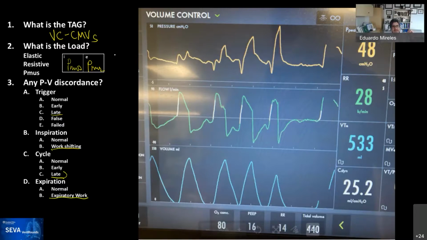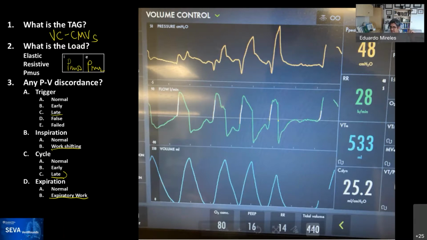So absolutely VC-CMV. However, this is what stopped me. I mean, there were several things, but look at the inspiratory time here, here, and here. Look at the inspiratory time here. Short, right? Shorter than these three. Why is that? Anybody? Why is the I time shorter here? It shouldn't be, right? It should be the exact same because all the breaths are mandatory. Why is this one shorter?